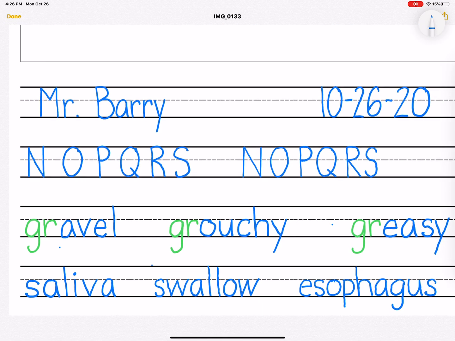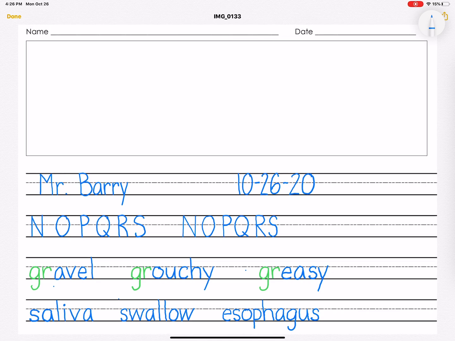And those are your words for today. Take a look at the big picture. Practice those capital letters. Practice the GR words, gravel, grouchy, and greasy. And then write the words saliva, swallow, and esophagus.